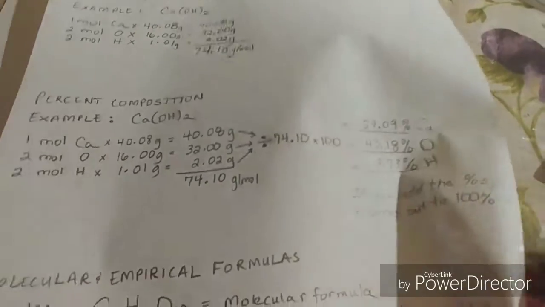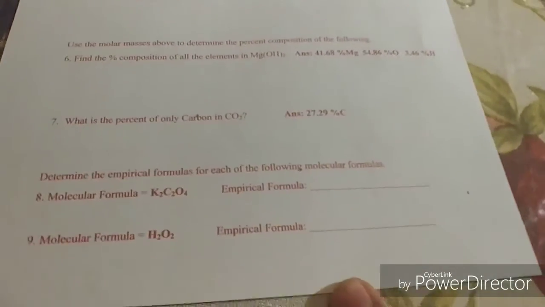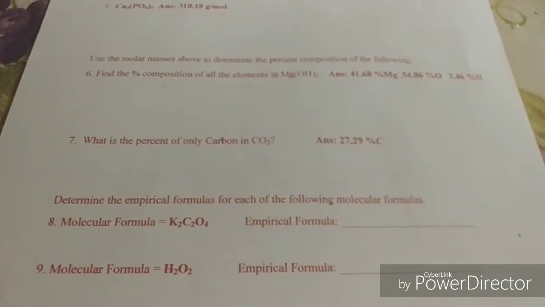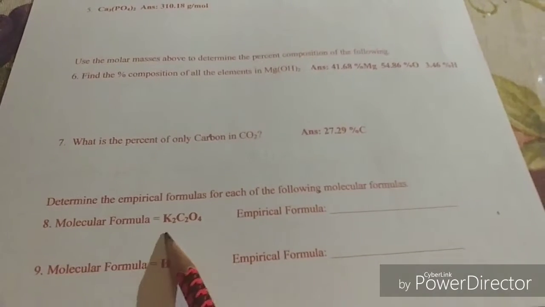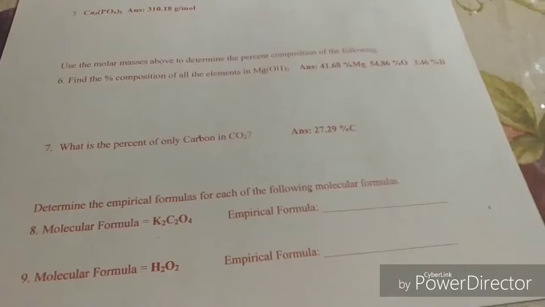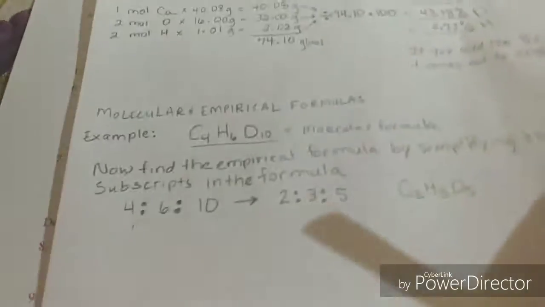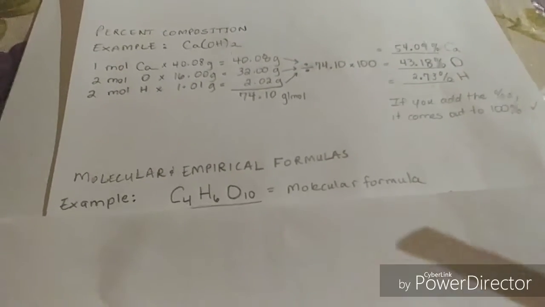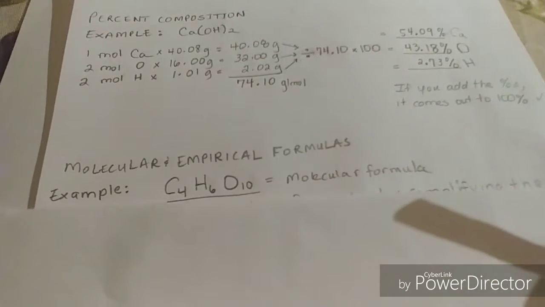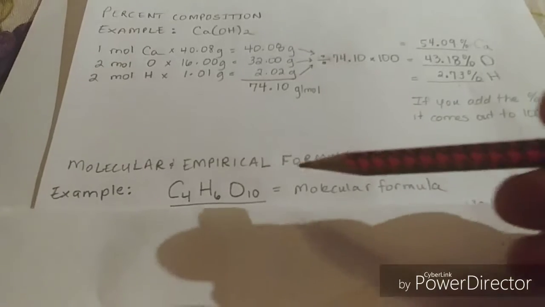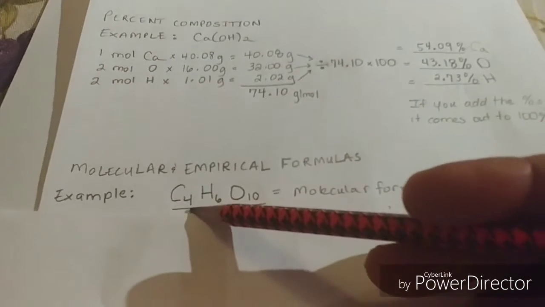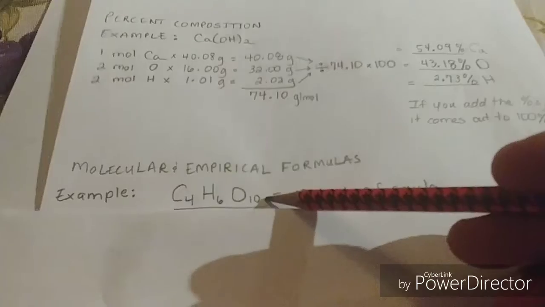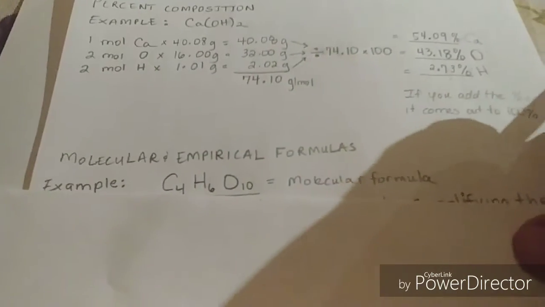Okay, for the next section, you're being asked to determine the empirical formula when you're given a molecular formula. Okay, remember, that's a super easy concept. But here's pretty much what you're doing. Okay, so here's our example. They're giving us the molecular formula, C4H6O10. All you have to do is reduce this 4, this 6, and 10 into its simplest whole number ratio. Simplify like you would do in math.